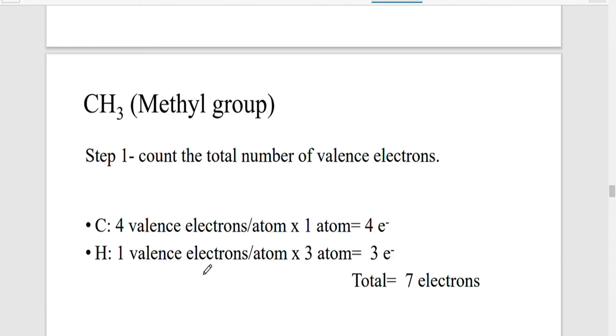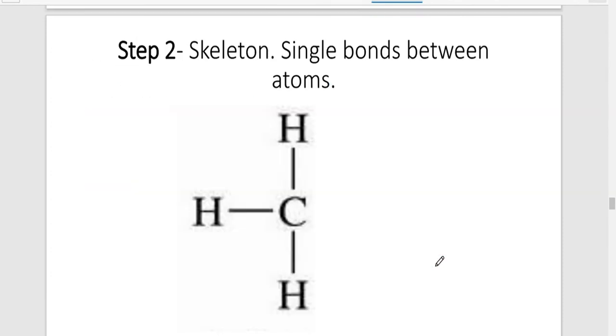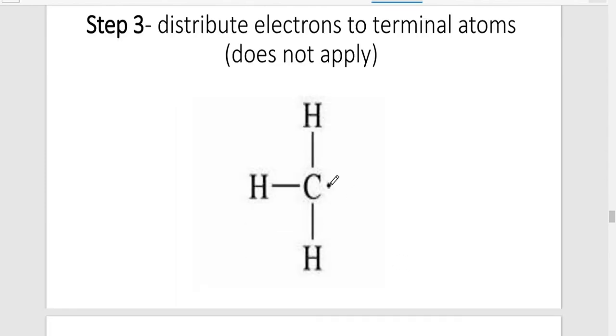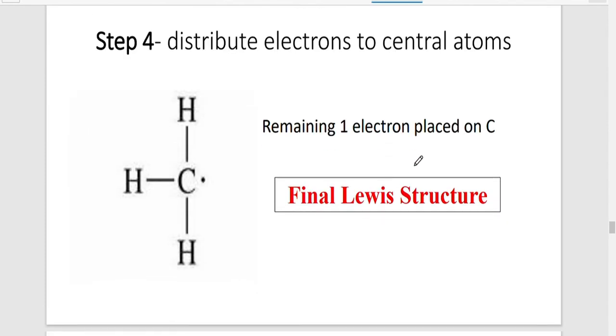For CH3, we have the total number of valence electrons. Forming the skeleton, we have something that looks like this. Step 3 does not apply because H cannot accommodate electrons anymore. So the remaining electron is placed on the central atom C. And this is now the final Lewis structure. We have an electron here that is alone.